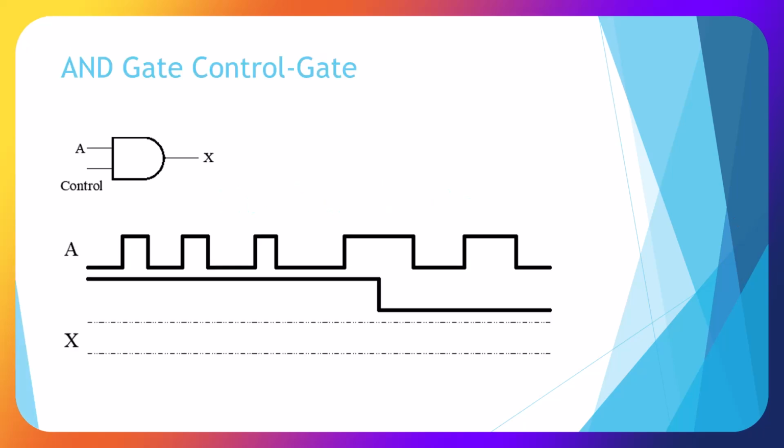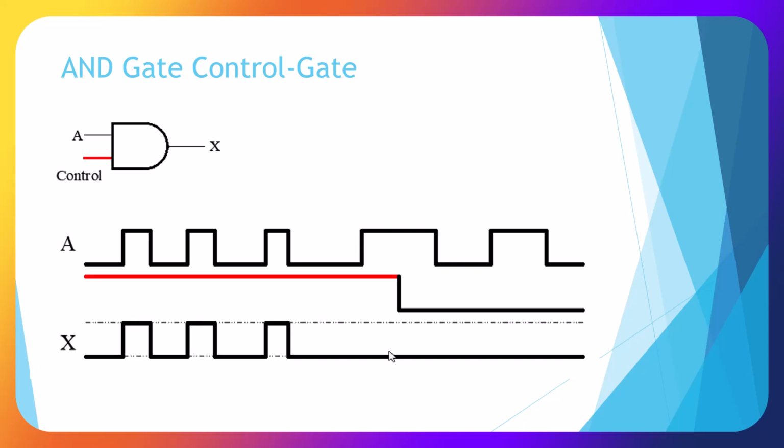Okay, here I have an AND gate control gate, and as we remember, 1 and 1 equals 1. Everything else will be a 0. So this is a great gate to use as a control to lock out the signal. If we have a high, we're going to pass everything. If we get a low, it blocks everything.